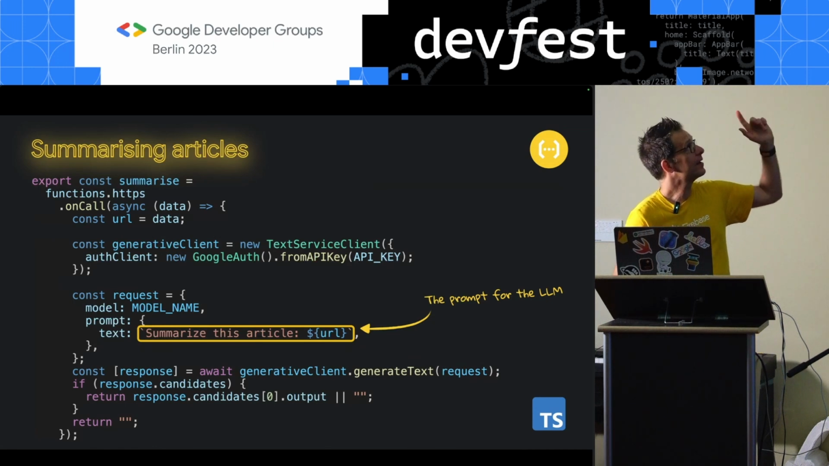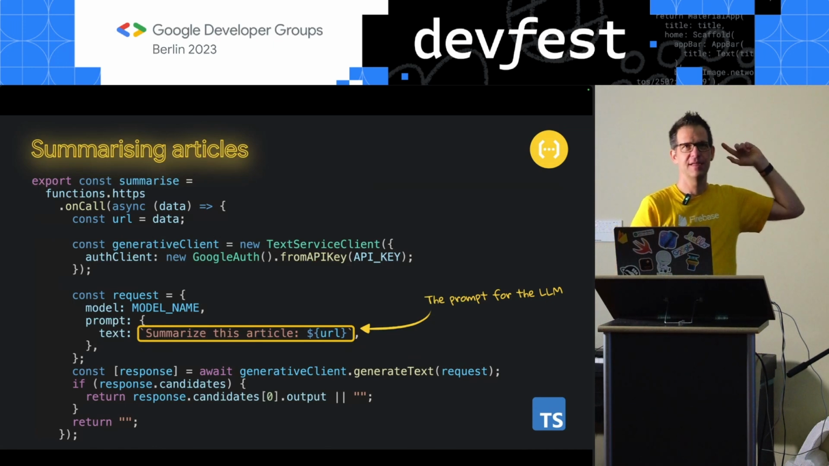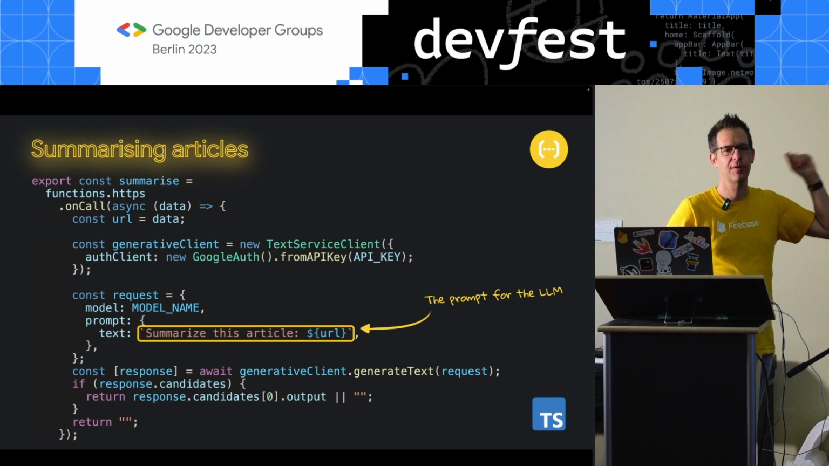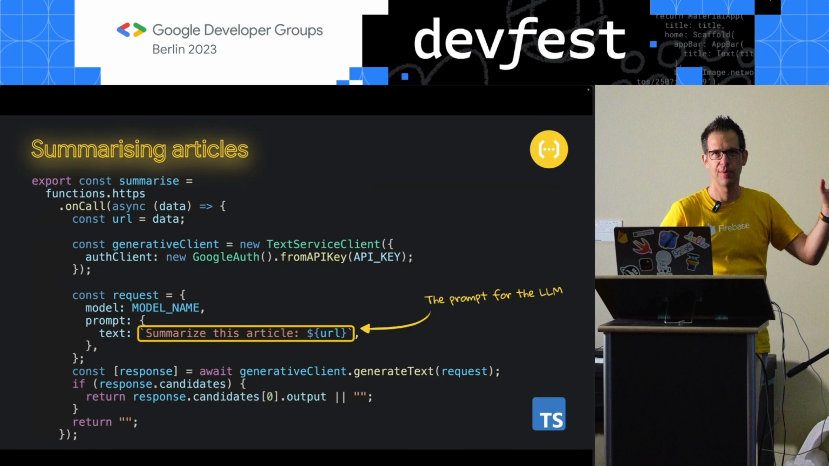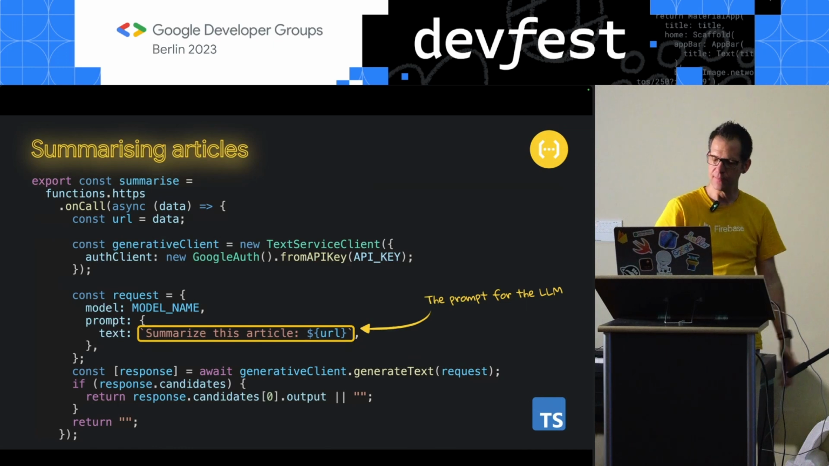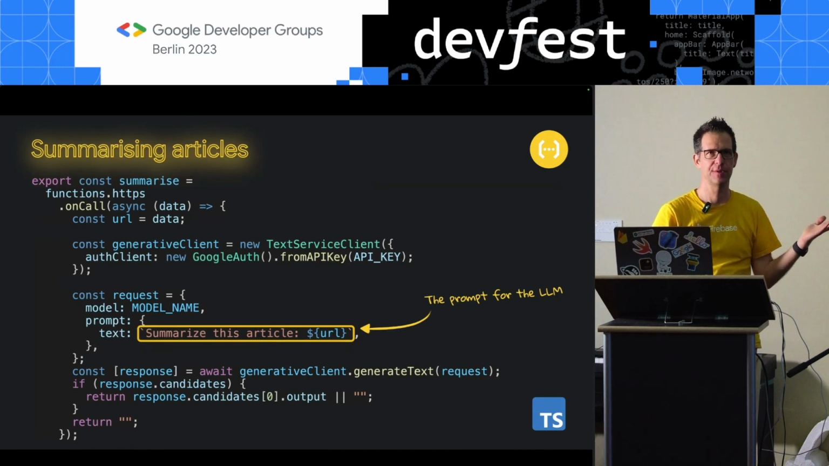If I give it that URL, that only works if the model either knows all relevant URLs, and that's relevant in terms of the cutoff date of the LLM, or it is capable of downloading information from the internet.